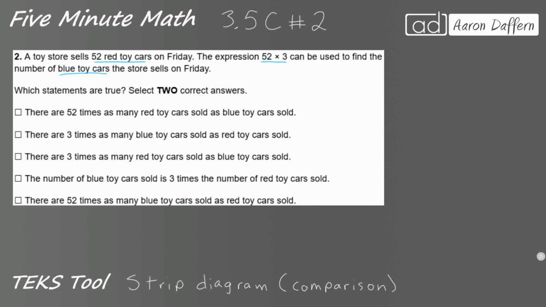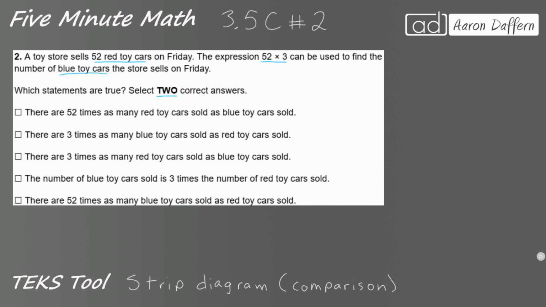We're not taking a total and splitting it into equal groups. We're not taking groups of something and combining them into a total. We're just saying that there are 52 red cars, and we can use the expression 52 times 3 to find the number of blue cars. And we have to be able to describe our answer with a statement. There are two correct answers.